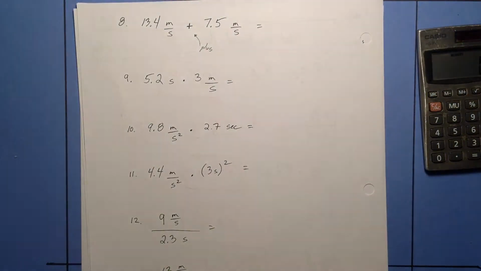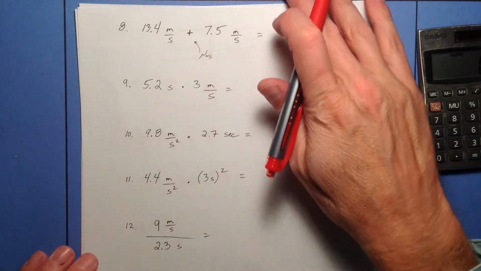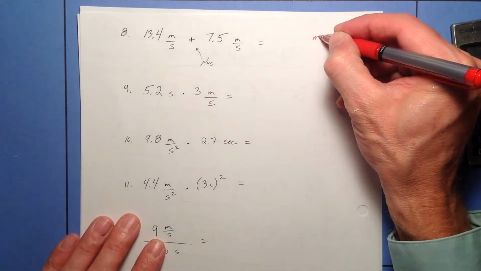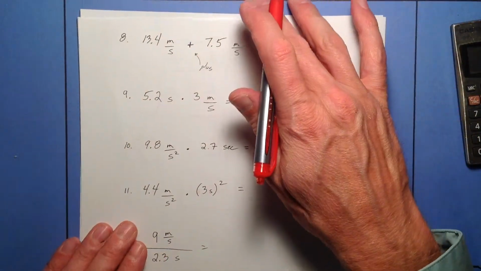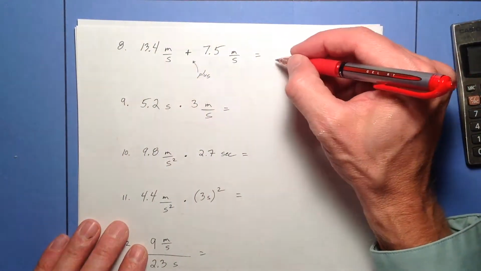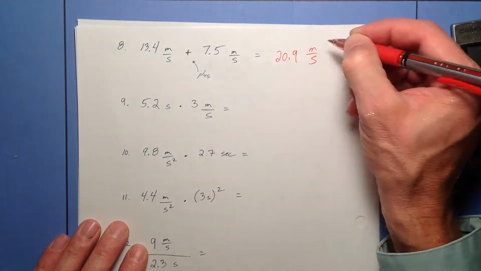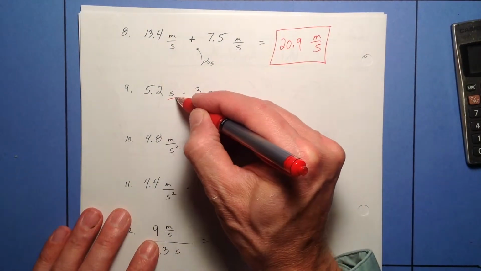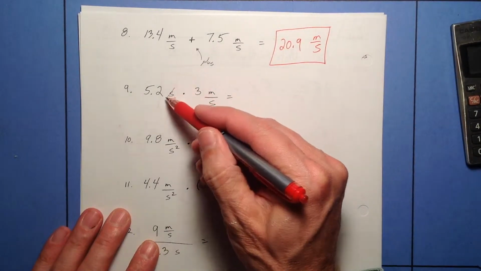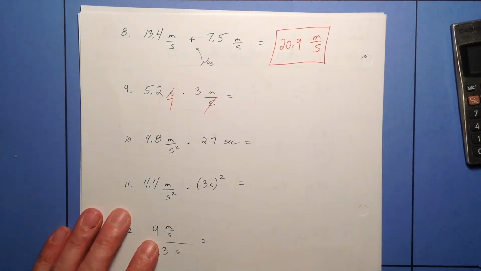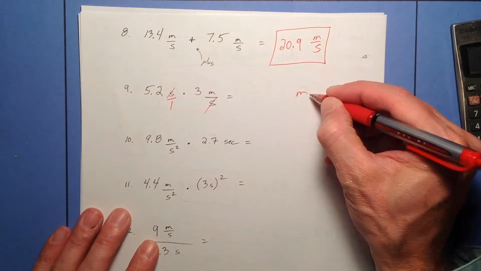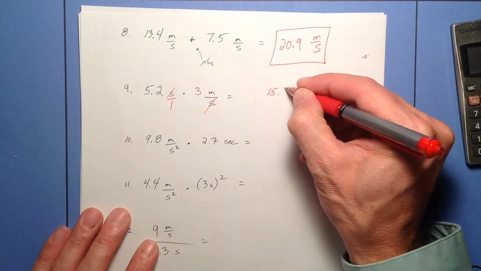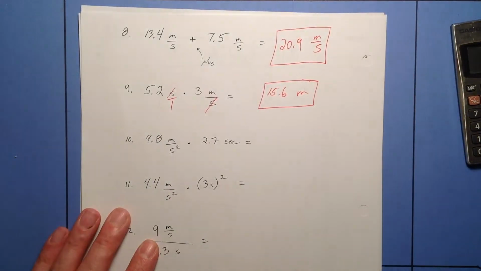Okay. So 8 is 13. Now this is plus, okay? So the units, if it's plus, the units just carry over. So the units will just be meters over second. And then 13.4 plus 7.5 is 20.9 meters per second. This one here, let's do the units first. Put the seconds over 1. This is seconds on the numerator, seconds on the denominator. Cancel. My units will be meters. 5.2 times 3 is 15.6 meters. Okay.